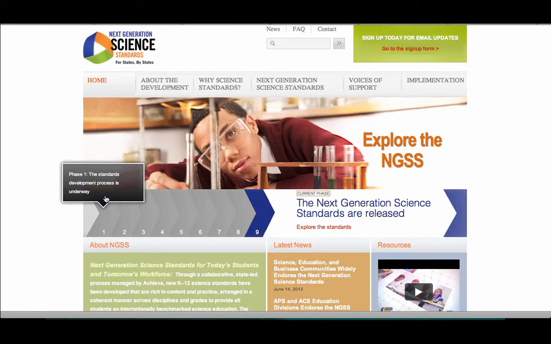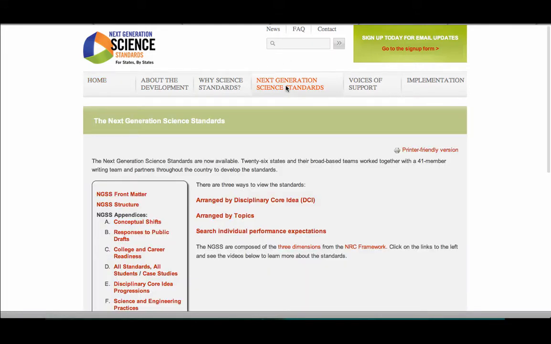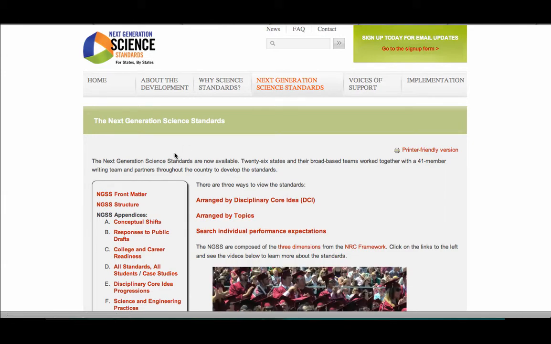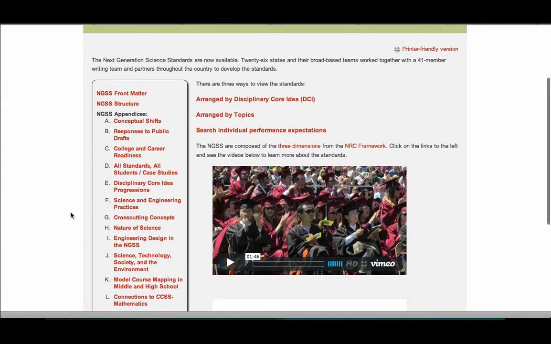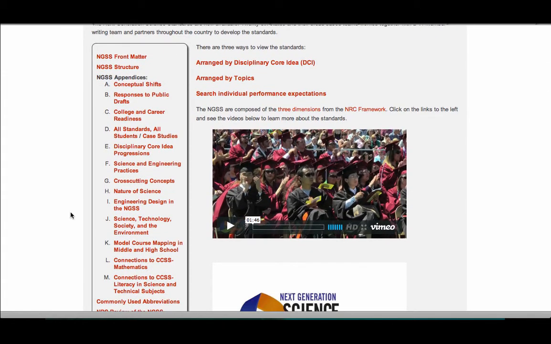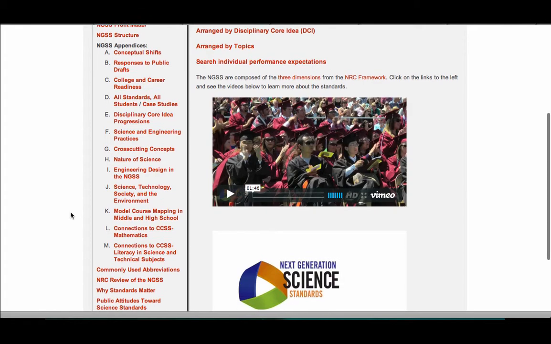Please type in nextgenscience.org into your web browser to view the site. On your screen, you should see the Next Generation Science Standards homepage. When you are here, please click on the Next Generation Science Standards tab at the top of the homepage. If you scroll down on this page, on the left-hand side you will see red appendix tabs. Please click on L, Connections to Common Core State Standards Mathematics.